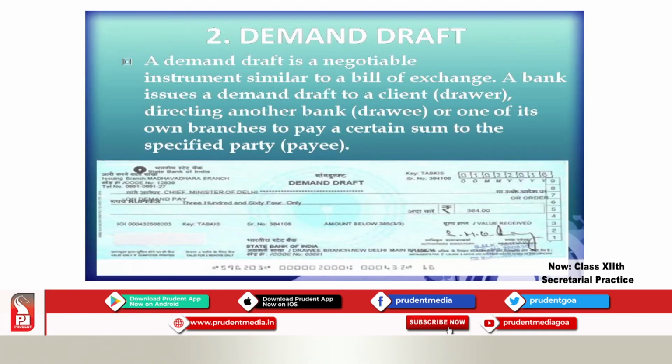A demand draft is a negotiable instrument similar to the bill of exchange. A bank issues a demand draft to a client, that is the drawer, directing another bank, the drawee, or one of its own branches, to pay a certain sum of money to a specified party.